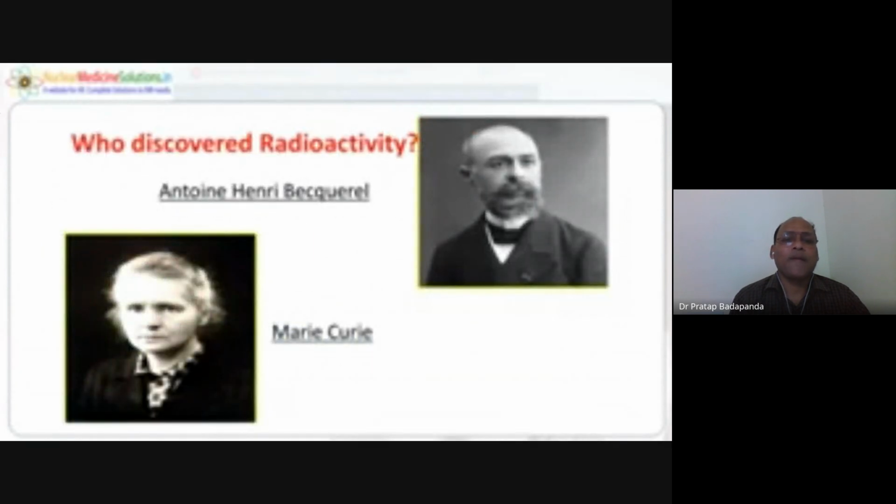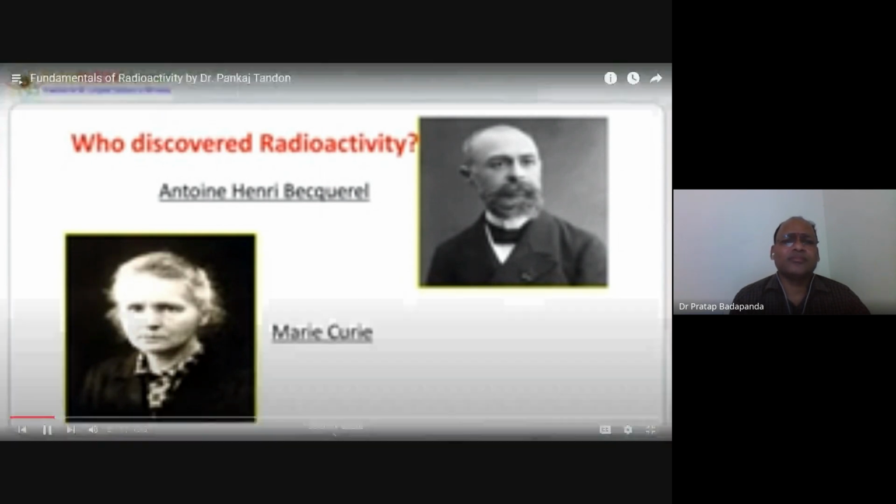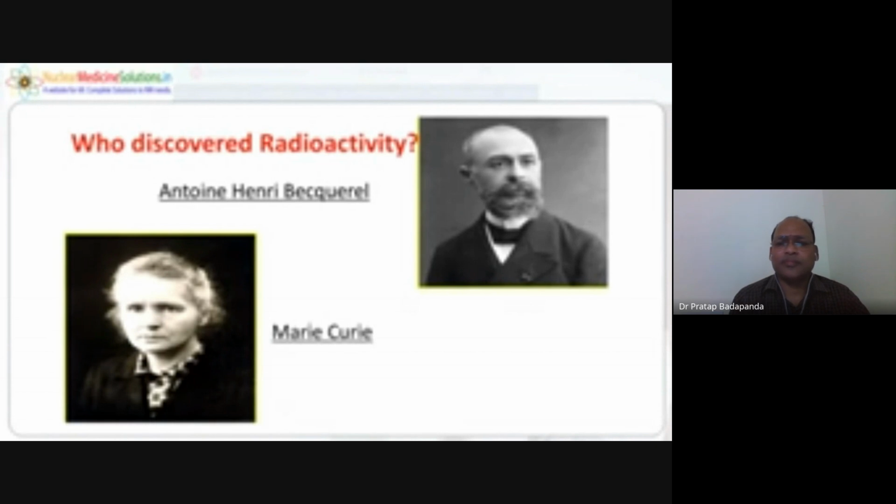We all know these two important laureates: Antoine Henri Becquerel and Marie Curie. Because of them, the term radioactivity was defined, and today in the world we are using radiation for many useful purposes.